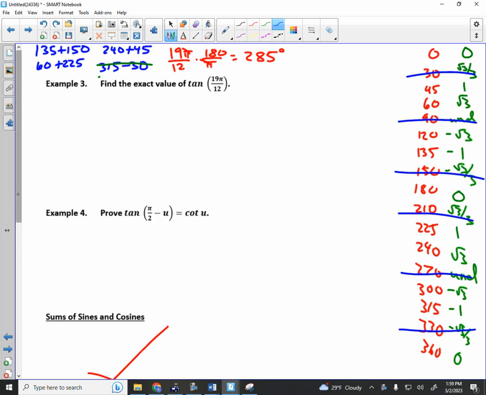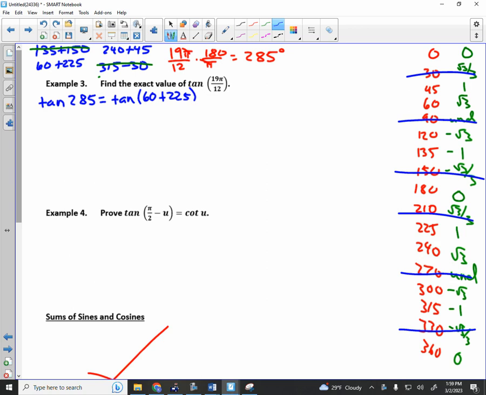Do you want me to stand by it? So I've got 3 more options up here. Tell me which one's a bad option. 135 and 150. Stay away from it, folks. Don't use it. So, Caden, which one do you want to use? You got a choice. You pick which one. We don't care. 60 and 225. Let's go. Tangent of 285 is equal to the tangent of 60 plus 225.